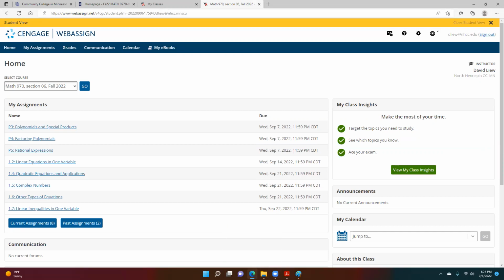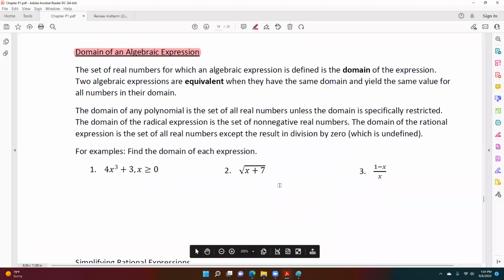Okay, so let's start with the domain of an algebraic expression. Some students asked me whether these two components will be in your midterm tomorrow. The answer is yes. So you will see this part, and you will see the complex fraction part. So, what is the domain of an algebraic expression?